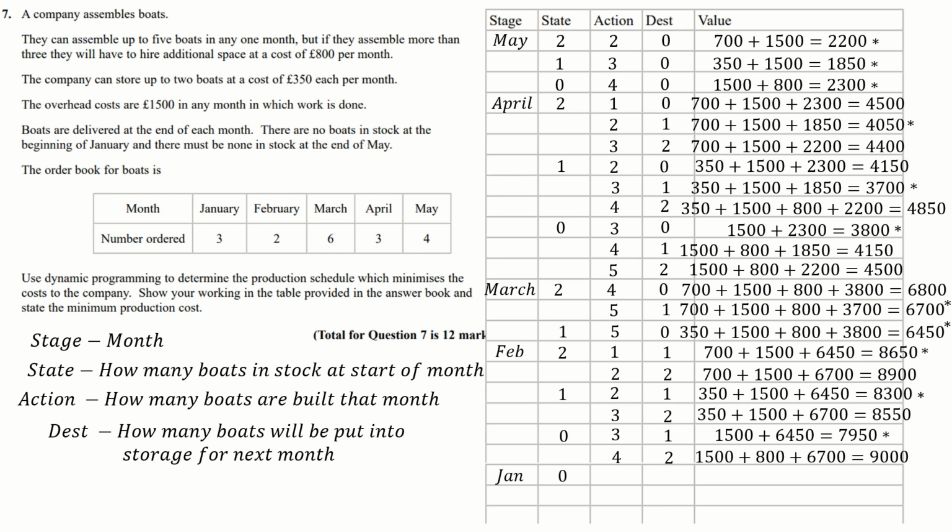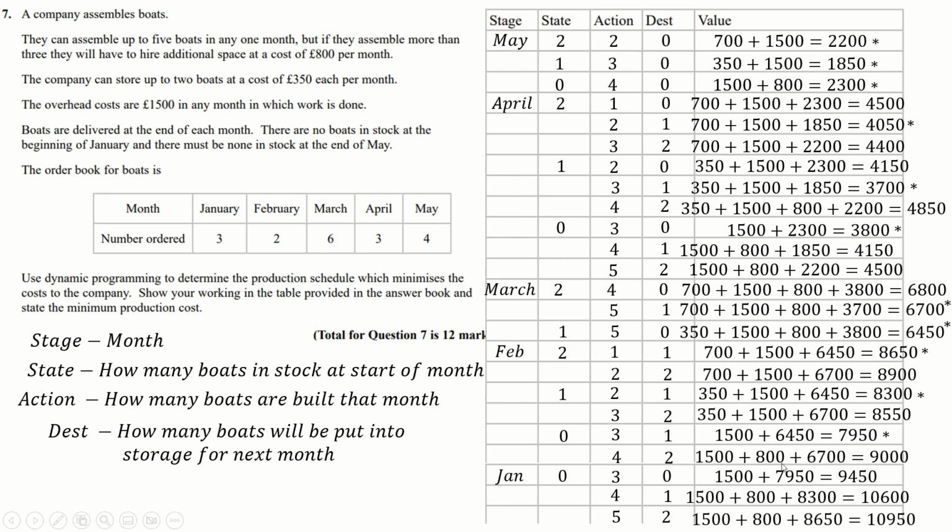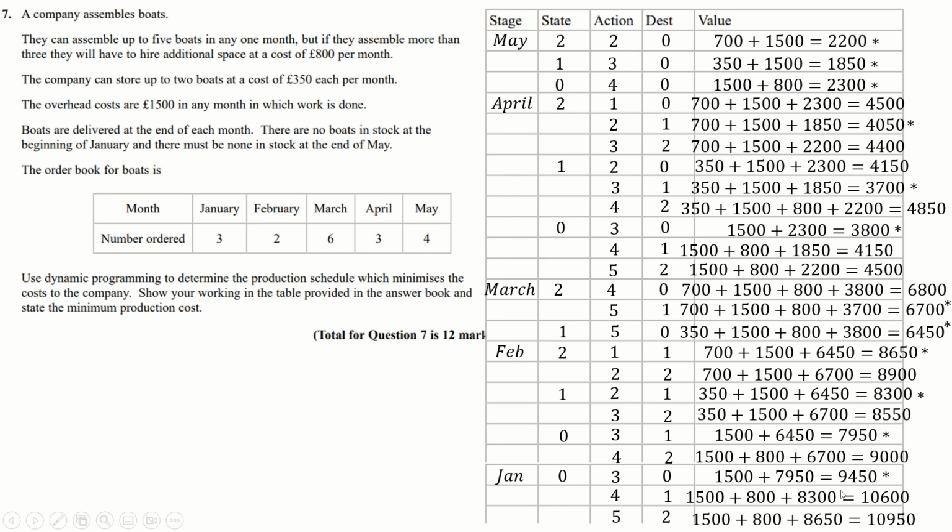Now for January, again, is a slightly interesting one because you cannot have any boats in storage at the beginning of January, so this has to be 0, and we're actually almost done here because there can't be any 1s or 2s here. So 0, you could build 3 and leave none in storage, you could build 4 and leave 1, or 5 and leave 2. That'll cost this much. The cheapest thing to do in January is this. So the cost in total is 9,450, and that involves building 3 in January, and then we follow the track.